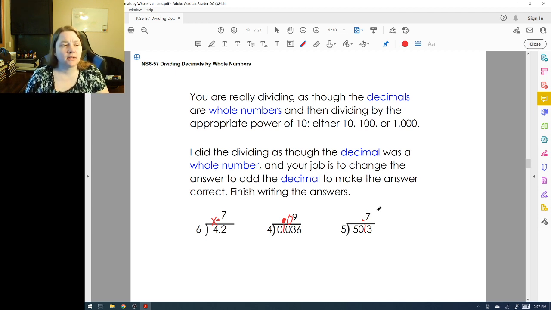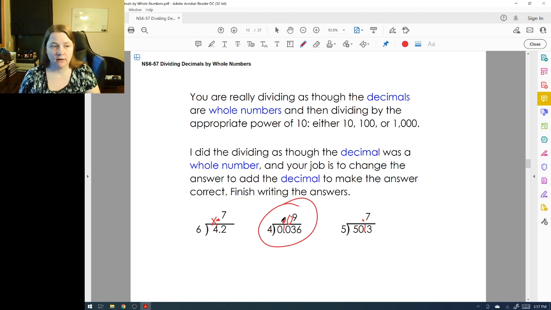Take a look at how that decimal was floating straight up right there. Now, I like this one where I have 0.036 divided by 4. I know that 36 divided by 4 is going to end up being 9. So I float that decimal straight up.